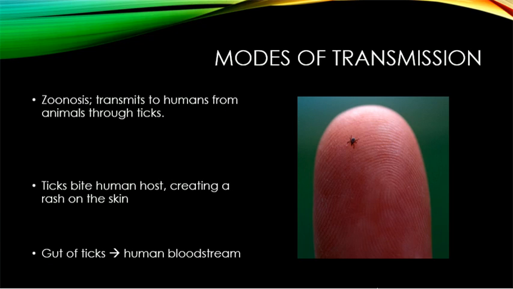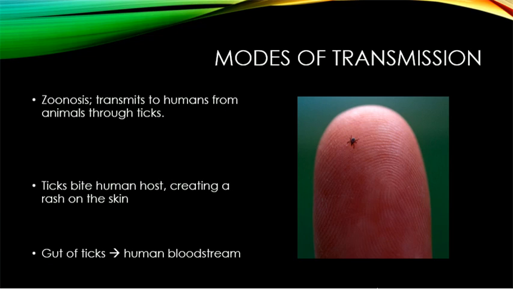The tick bites are usually unnoticed because of how small the ticks are in their nymphal stage, as well as their larval stage. They are extremely, extremely small, as you can see in the picture. There is a rash on the skin that is first shown. We'll talk about that later, but that is going to be the first sign that there is any infection.